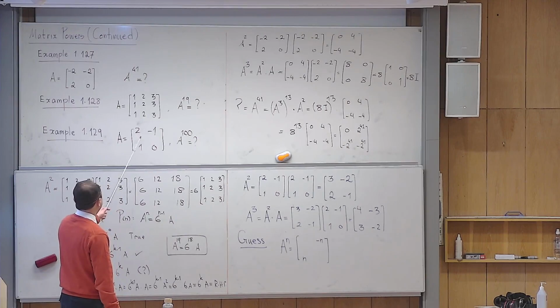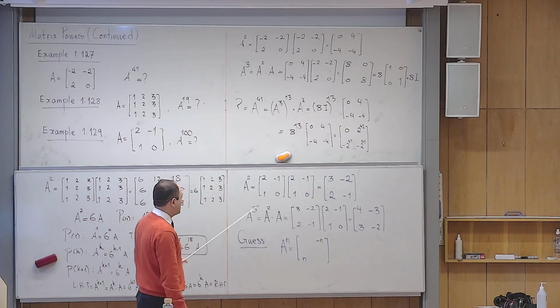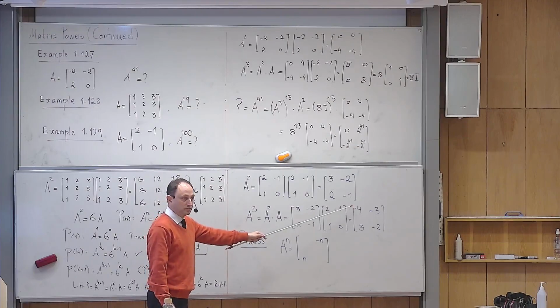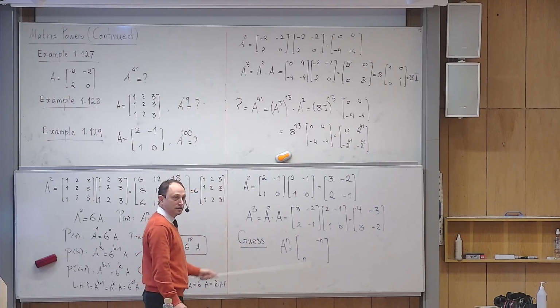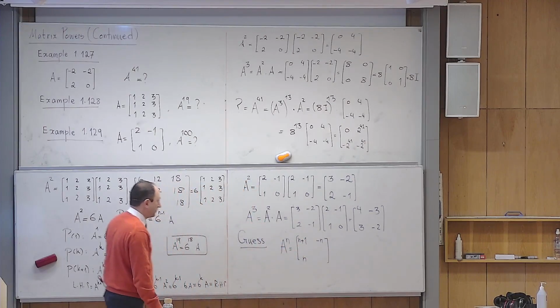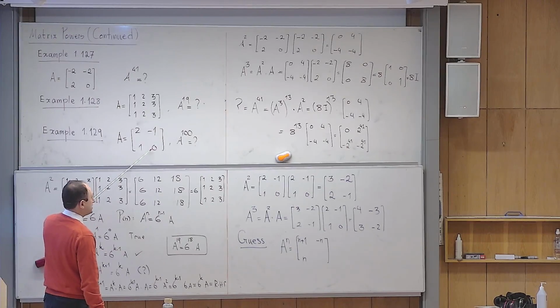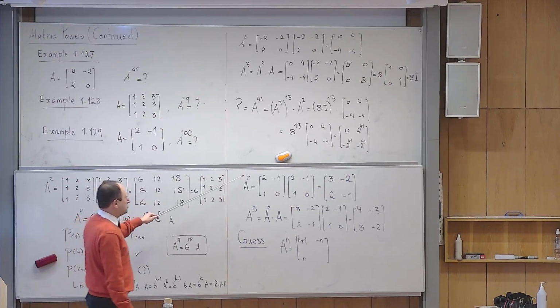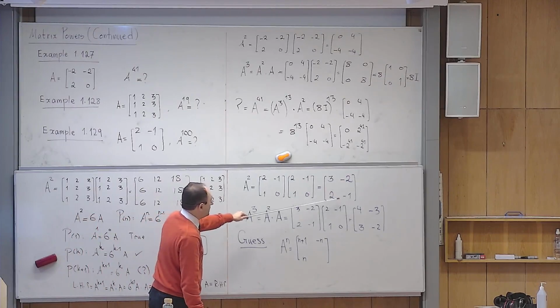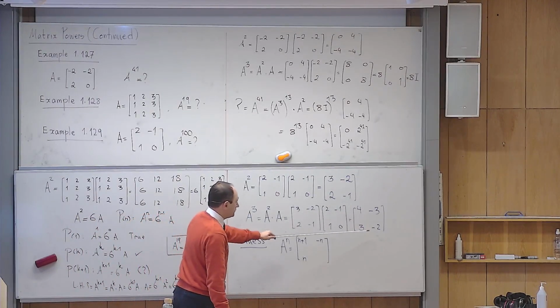Okay, there are two more entries we need to guess. So let us check this entry. If it is 1, this is 2. If it is 2, this is 3. If it's 3, this is 4. So probably if it is n, it would be n plus 1. Yes? This is apparently the case. And then here, if it is 1, this entry is 0. If it is 2, this entry is negative 1. If it is 3, this entry is negative 2.